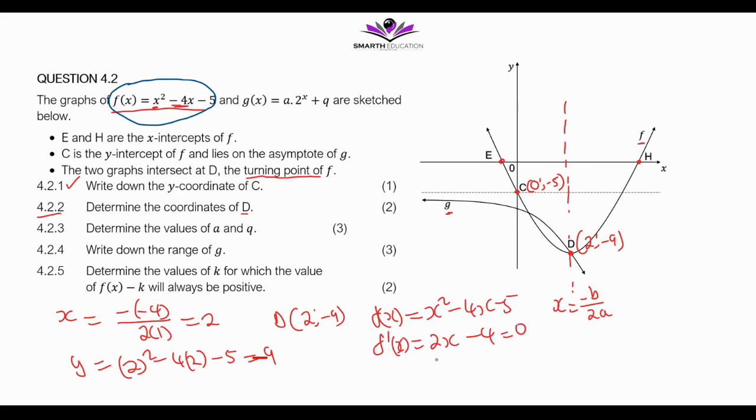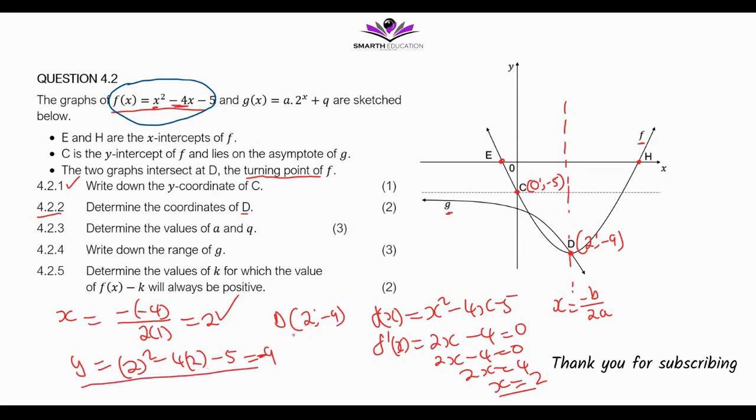And then we solve for x. 2x minus 4 is equal to 0. 2x is equal to 4. And x is equal to 2. Then we're getting a 2 just like here. And then we substitute the 2 into the function like this. And then we get our coordinates for D, which is (2, -9).